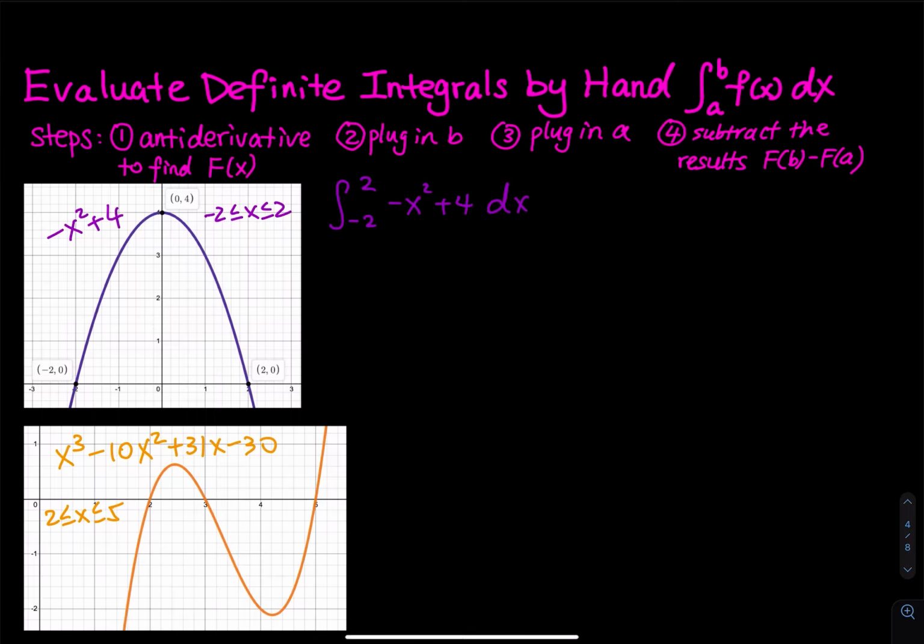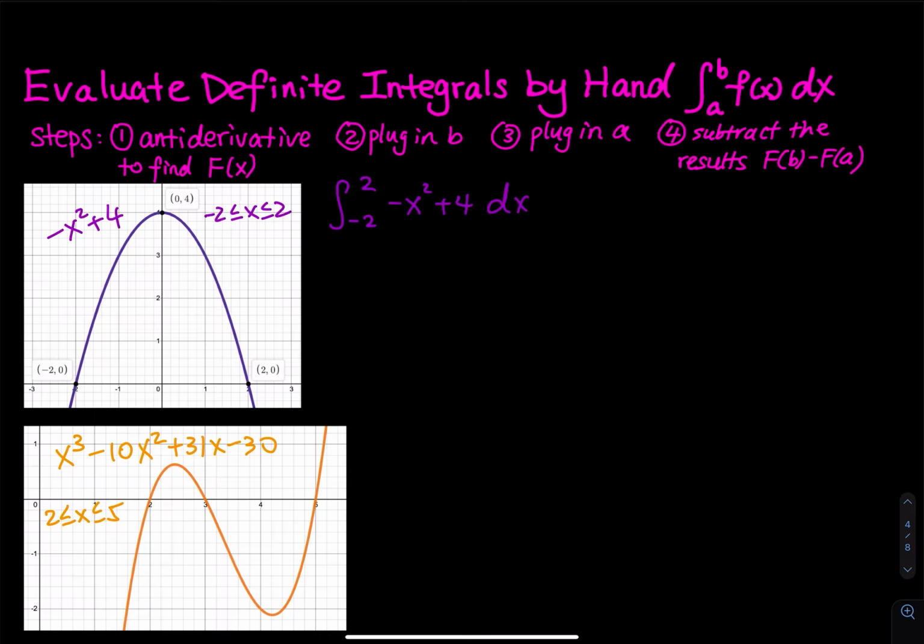So that follows 4 steps. The first step is the antiderivative. If you don't know what an antiderivative is, it is okay. I will show you how to do it in this video. And then we plug in b to the antiderivative, plug in a to the antiderivative, and then we subtract the results. That looks very complicated, but let me show you how to do it.